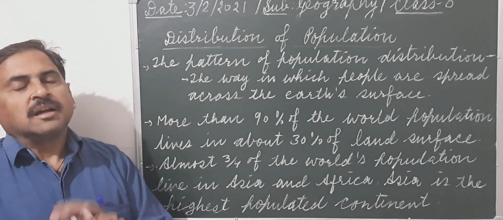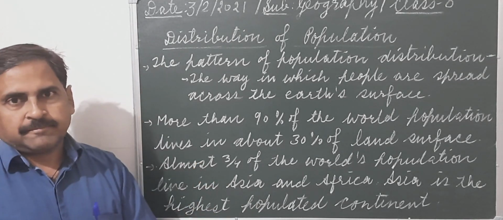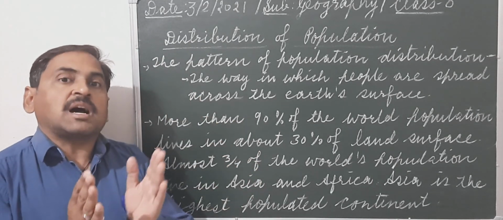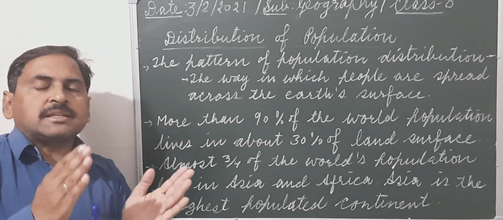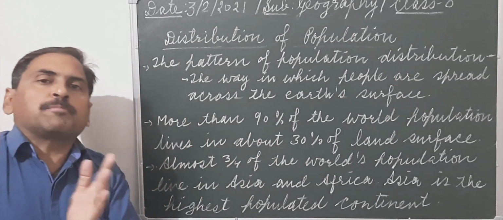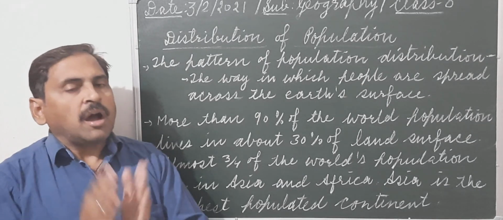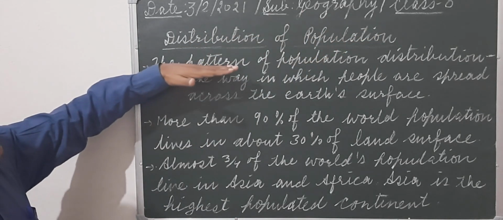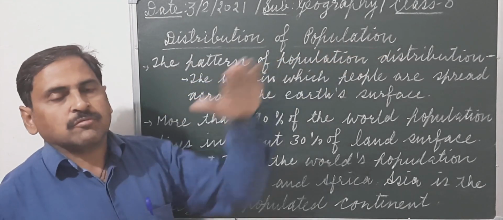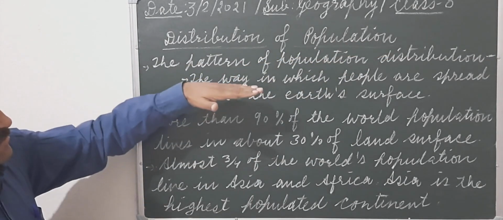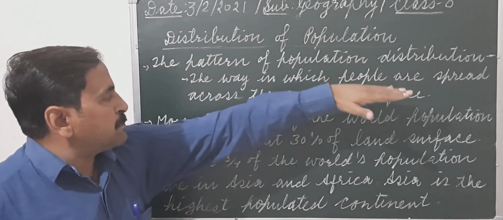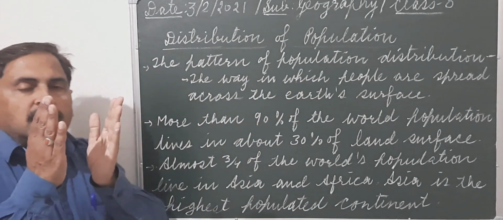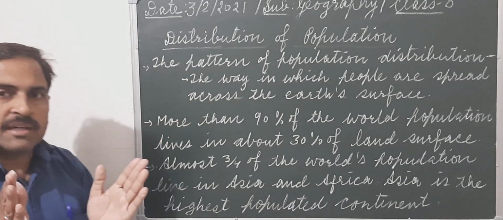All parts of the world are not equally populated. In some parts of the world, the maximum number of people live. Means some parts of the world are very crowded. At the same time, in some parts of the world, there are very few people living. Now let's see how people are distributed over the world. First of all, the pattern of population distribution. What does it mean? It means the way in which people are spread across the earth's surface. Means people are not living equally in all parts of the world.